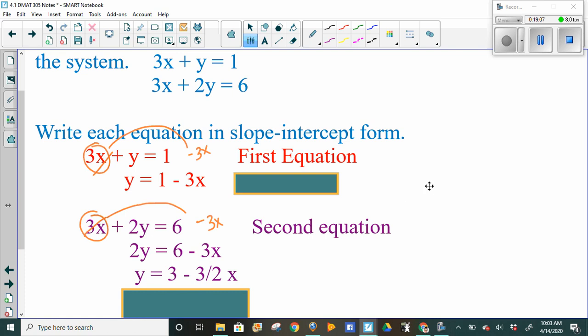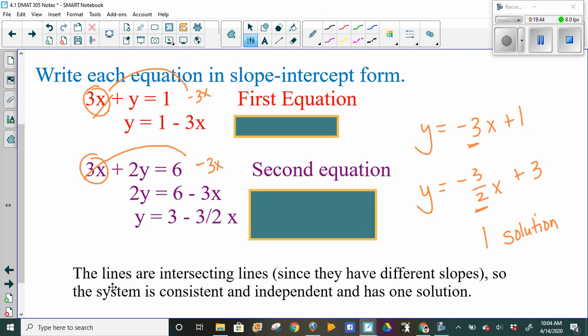So now let's look at our two equations. We have y equals negative 3x plus 1, and y equals negative 3 over 2x plus 3. So first off, look at their slopes. Their slopes are different. So that means that they're not parallel, and it also means that they're not the same line. So this is going to be one solution. As we look here, the lines are intersecting since they have different slopes. So the system is consistent and independent, and it has one solution.